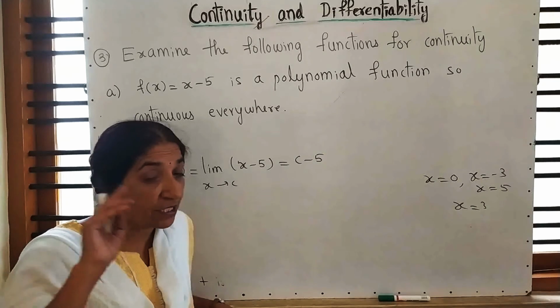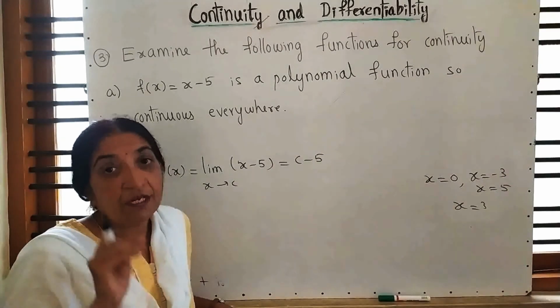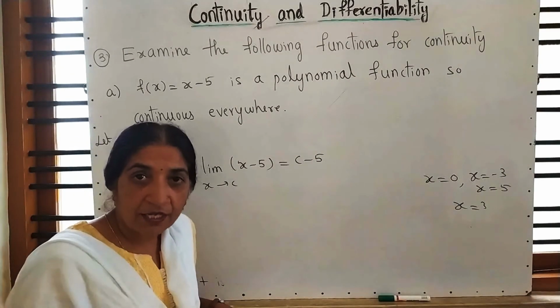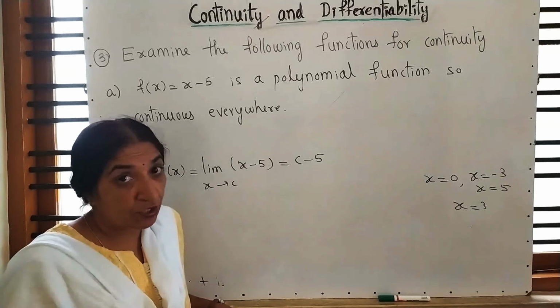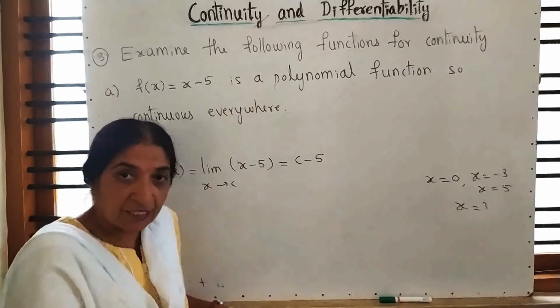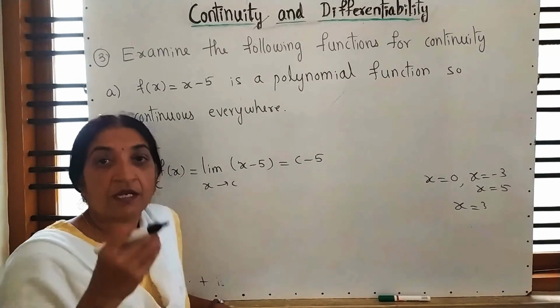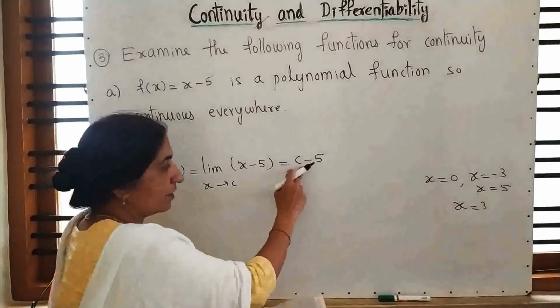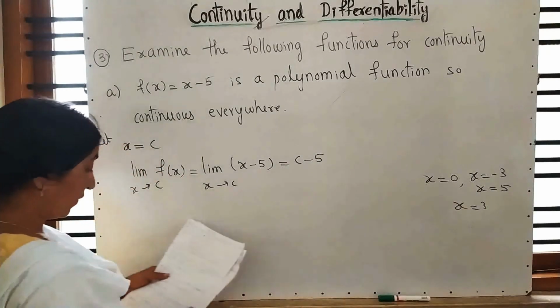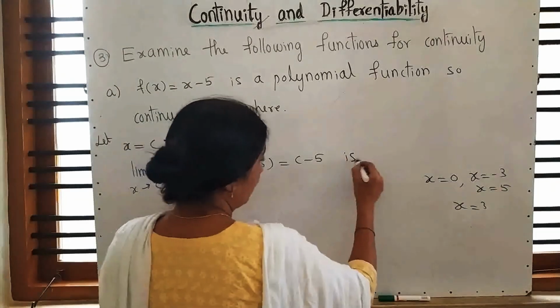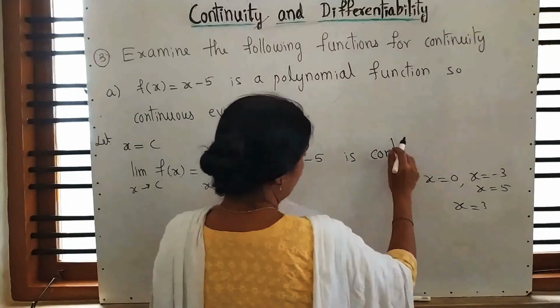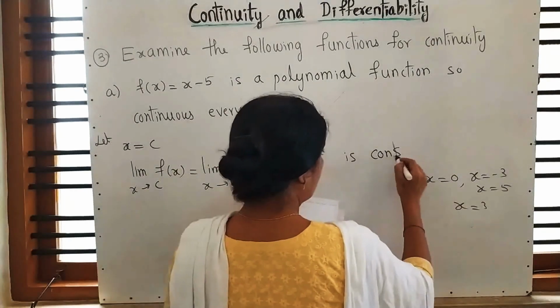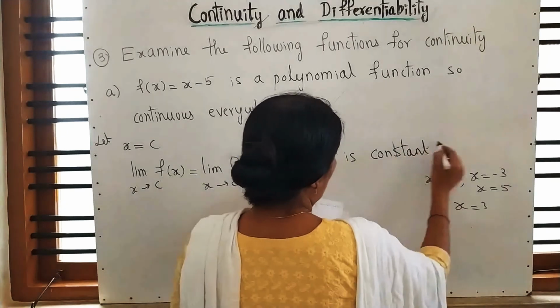And what about a function that is a constant? In the last class, just go back and remember, if the function is a constant, then it is continuous. Is it correct or not? In some points, I made a list of which functions are continuous. The constant function is continuous. Here c minus 5 is a constant function.